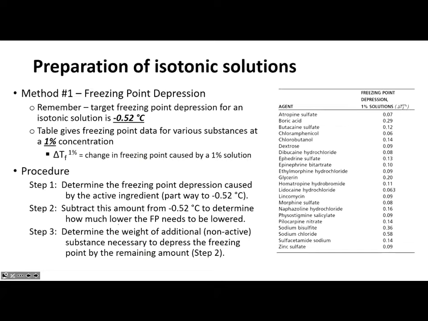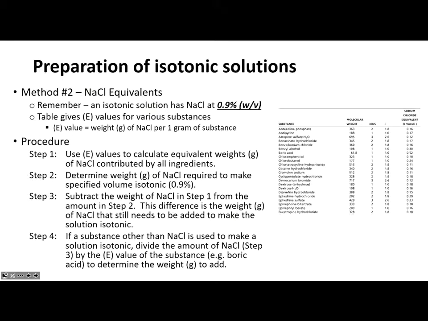Before we practice this, because we're going to keep going back and forth, let's talk about how you do the same exact thing for the sodium chloride equivalent method. Remember, instead of saying negative 0.52 for freezing point, for sodium chloride, you know it's 0.9%. That's the amount of sodium chloride I have to have. All right? So what you do in step 1 is you go to the table and you find the E values. Have we used E values already a little bit? We even calculated E values last week. In this case, in these questions, I will provide you the E-value. You just need to use it.